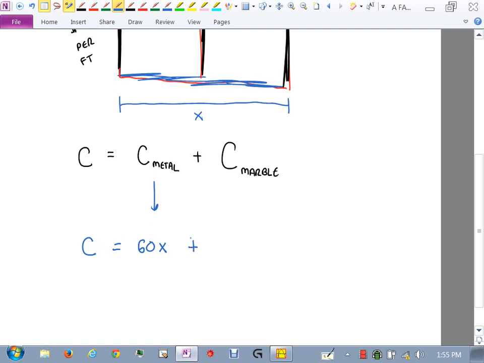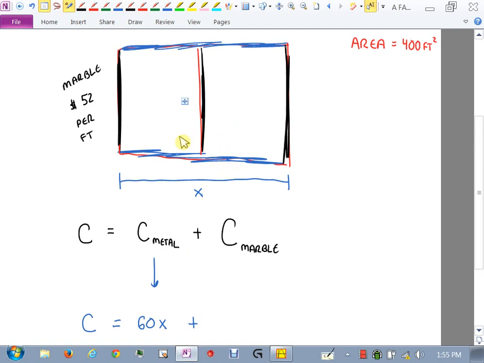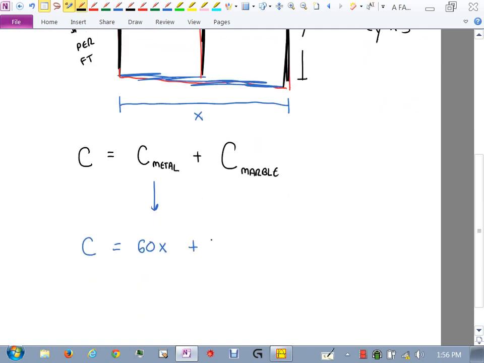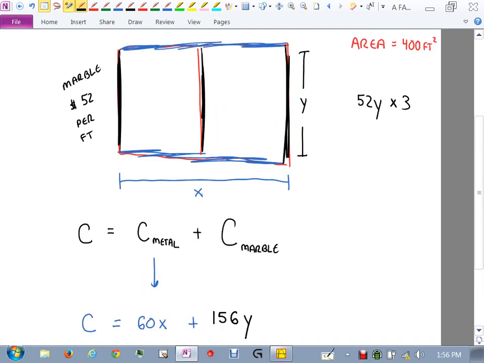Plus, now, how much is the marble cost going to be? It's going to be 52 times whatever this is, plus another one of them, plus another one of them. And you want to call it Y, right? So if each of these is Y, and each one costs 52Y, and there's 3 of them, then we said what? 156Y. Now there you go.